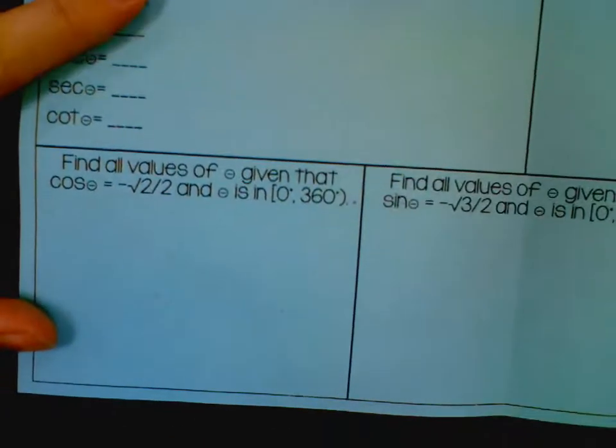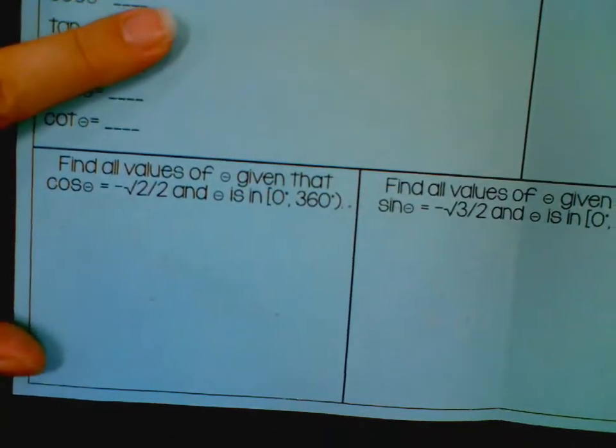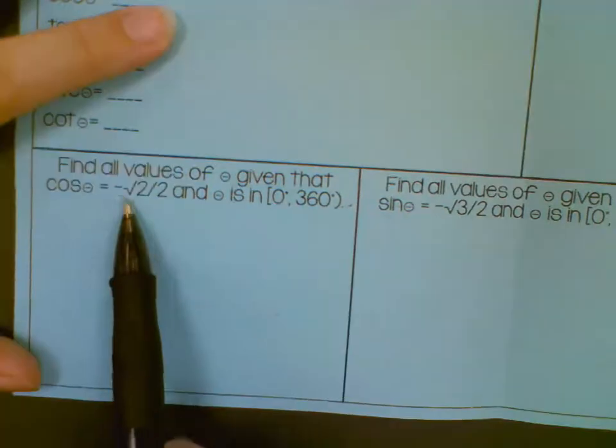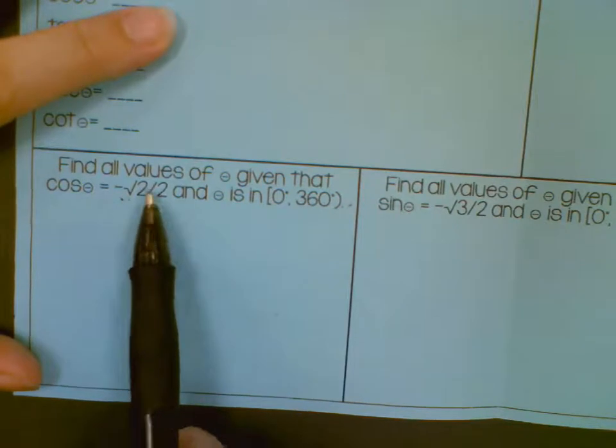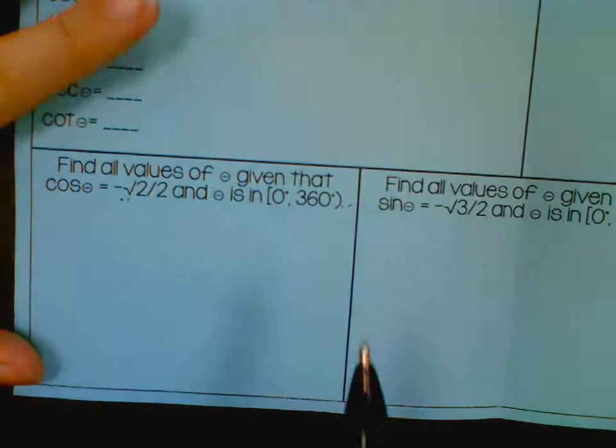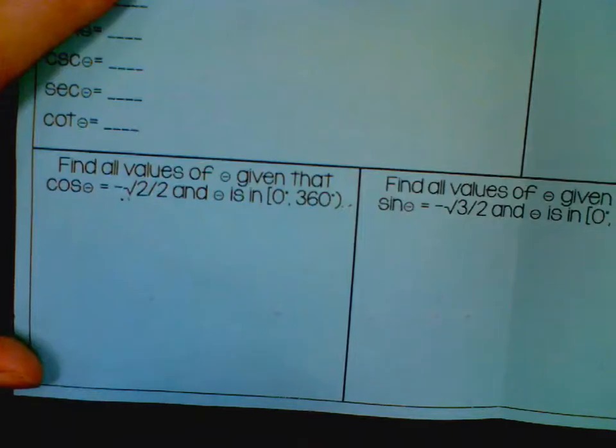Okay, so this one says to find all the values of theta given that the cosine of theta equals negative square root of 2 over 2, and theta is in between 0 and 360. So we have to remember what this root 2 over 2 is about. Okay, so cosine is negative. That would make us land in quadrants 2 and 3.